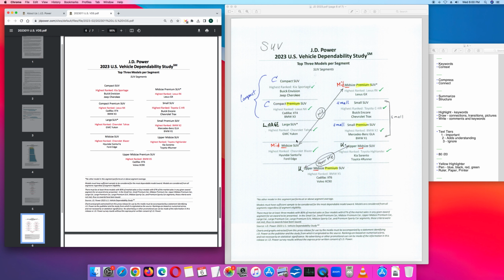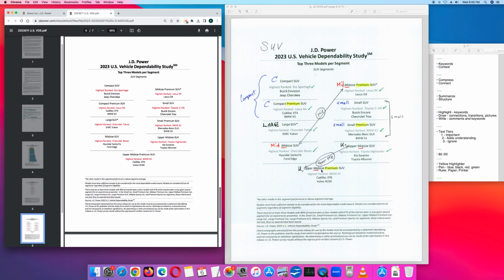So now going to mid. Mid is in 2 locations. It's on the left bottom and right top. Mid is in red letters. So mid size SUV, highest ranked is Chevrolet Blazer. Then mid premium, highest ranked is Lexus RX. In the middle of the right column is small SUV, Toyota CHR. And then premium small, highest ranked is BMW X2.